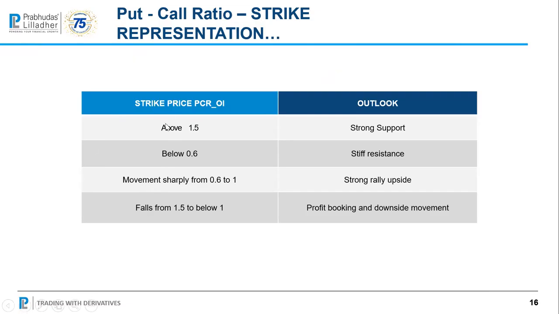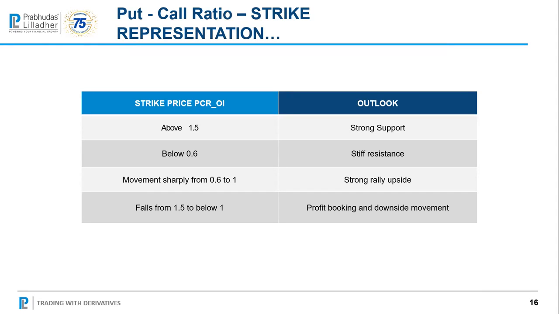These are very clear indicators. The tricky indicator is the movement sharply from 0.6 to 1. Let's say there's a 15,100 strike and its PCR is 0.65. Then in half an hour, while you are watching the market, you see it rising to 0.85 or 0.9, or moving towards 1. That means the market will run up very quickly, by 50 to 70 points. So you have a trade there also. You can enter the market and take your trade.